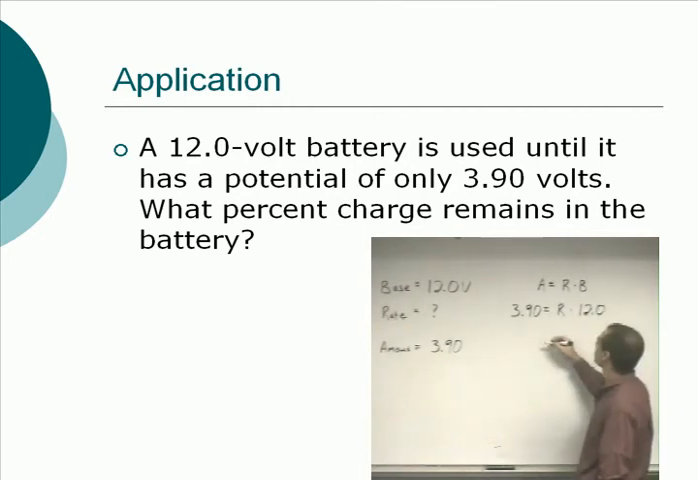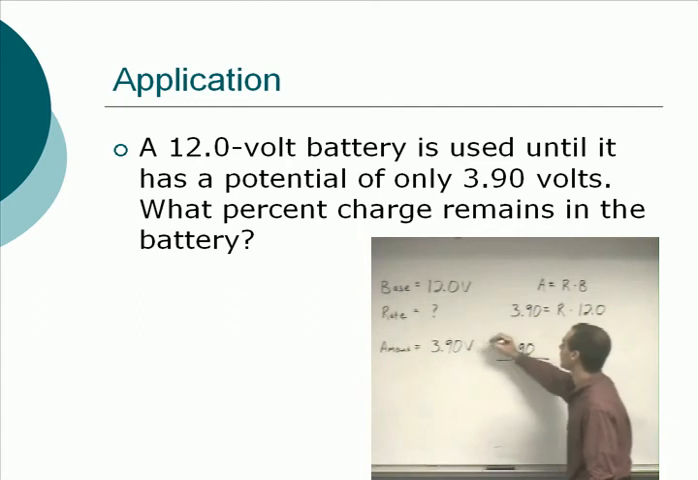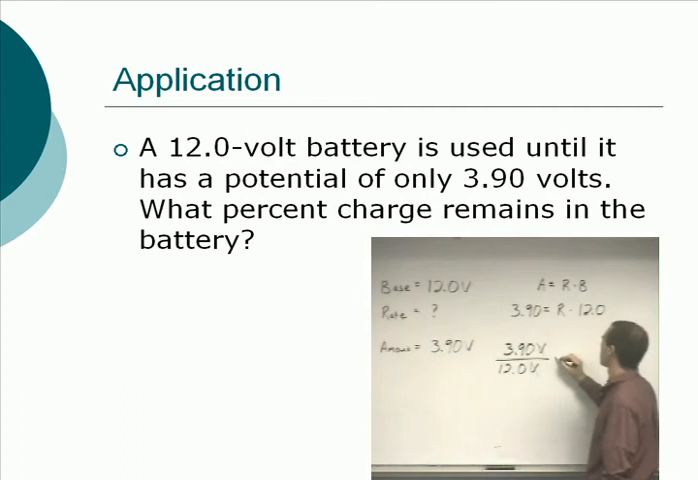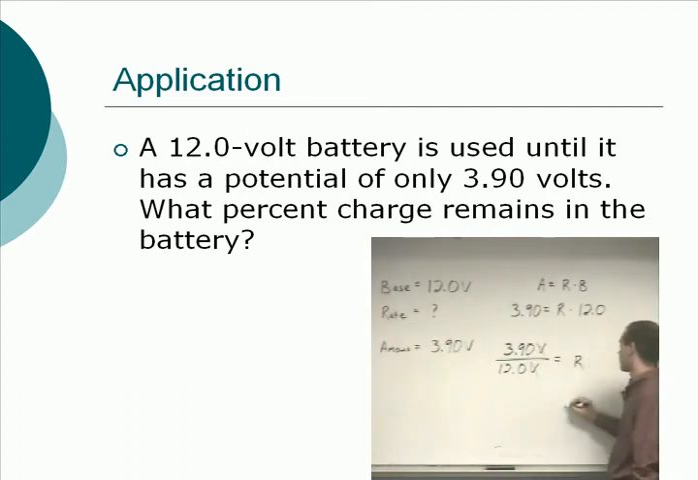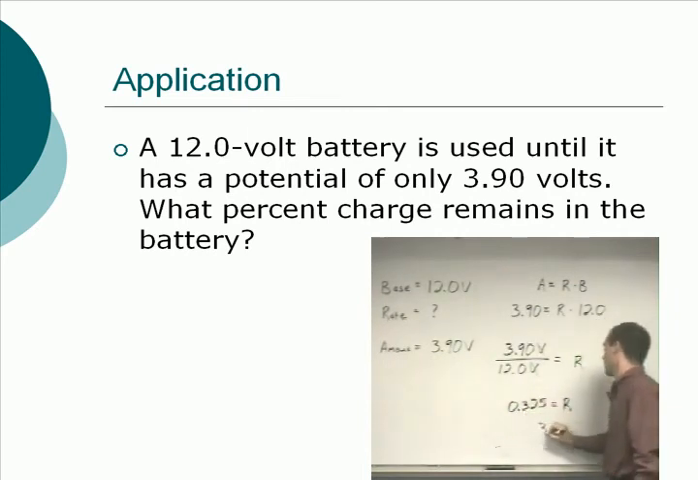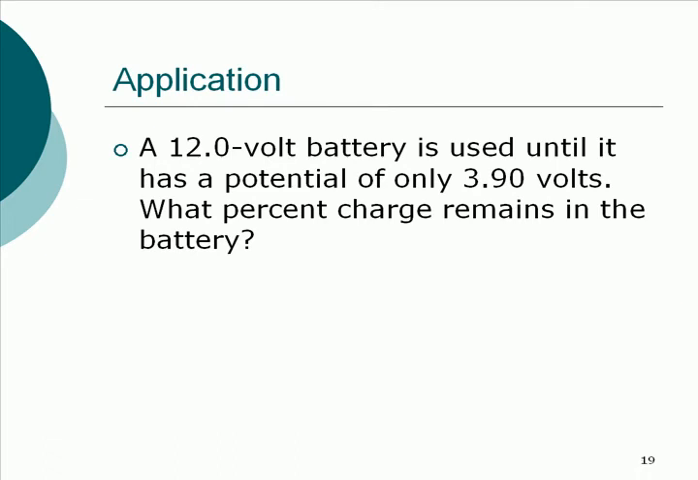Divide both sides by 12.0. Those are volts, and they'll cancel off. 3.90 divided by 12.0, 0.325. 3 sig digs are all good, so we can keep all of them. 325, and so our answer is 32.5% is what's left. And that one's good to go.